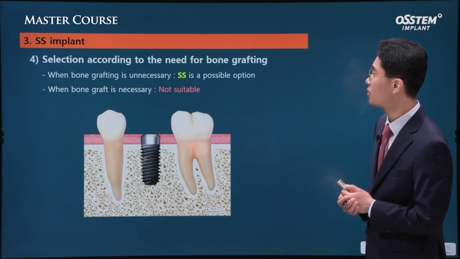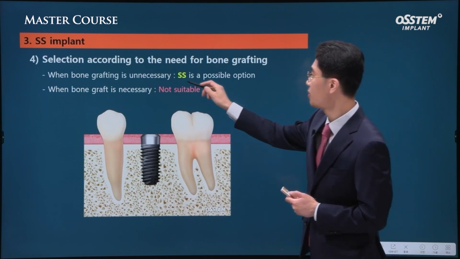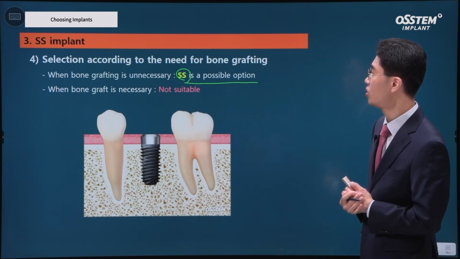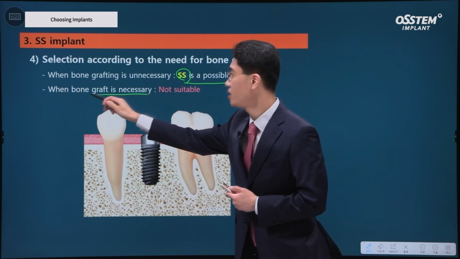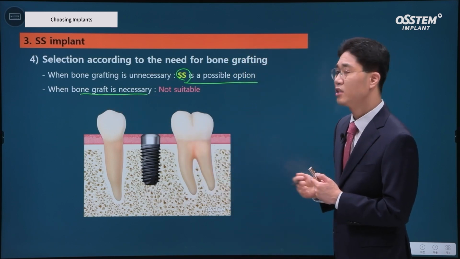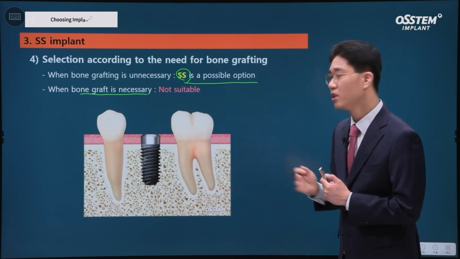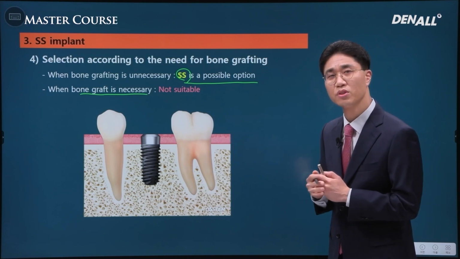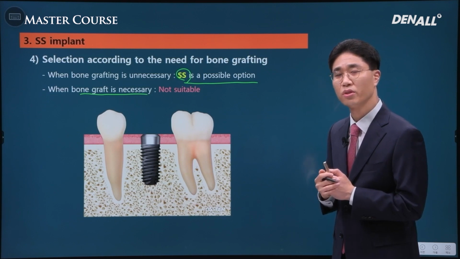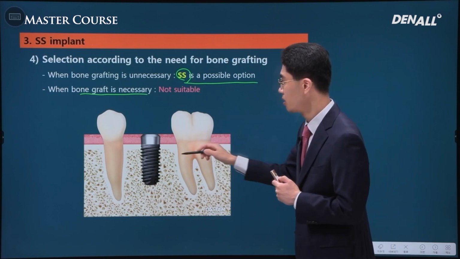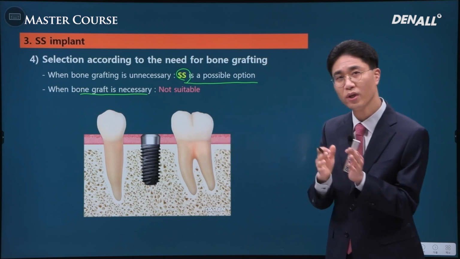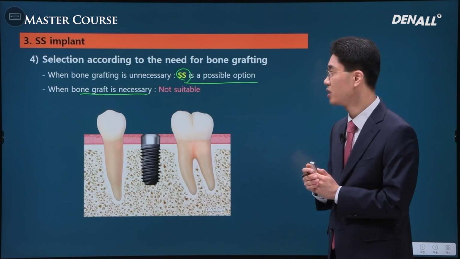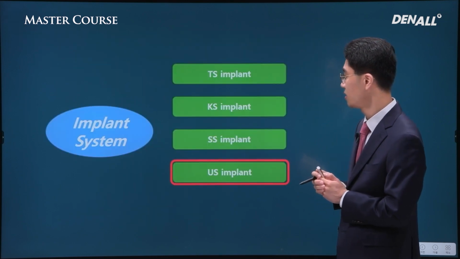When bone graft is unnecessary, SS type one-stage dedicated implant can be used. It is not to say that you cannot use SS implant if you need to do bone graft, but because of the design, TS implant, which is internal submerged implant, would be more favorable. You need to determine whether you're going to use one-stage dedicated implant or implant for two-stage surgery.